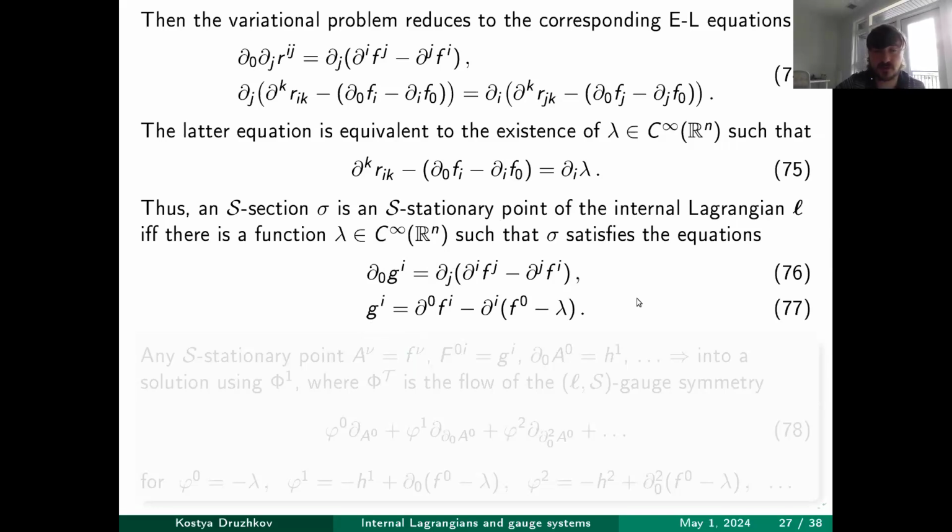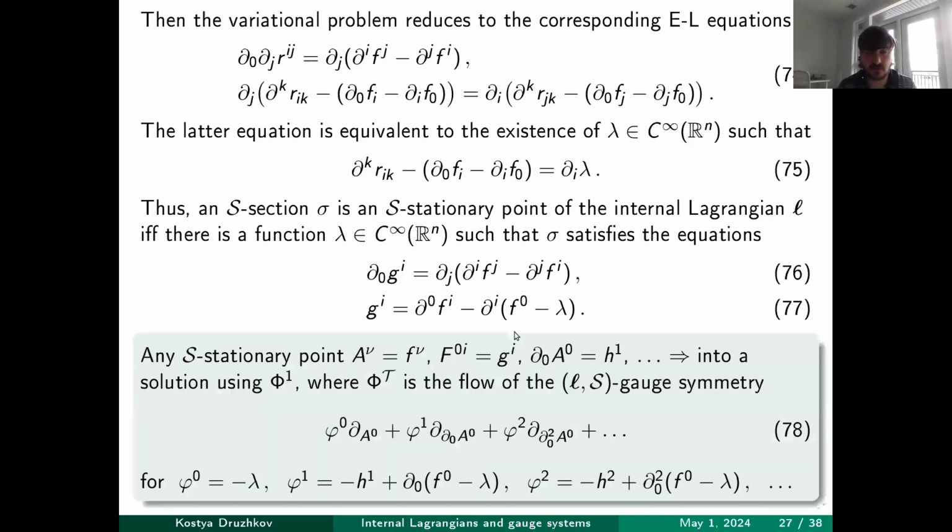Of course, any stationary point being a section also satisfies this law. So our system of equations for S stationary points is nothing but Maxwell equations, except for this lambda, right? But we can kill this lambda, of course, using LS gauge symmetries. Any stationary point has this form, and it can be transformed into a solution using phi1, where phi tau is the flow of this LS gauge symmetry, where we put phi0 equals minus lambda, phi1 equals this guy.